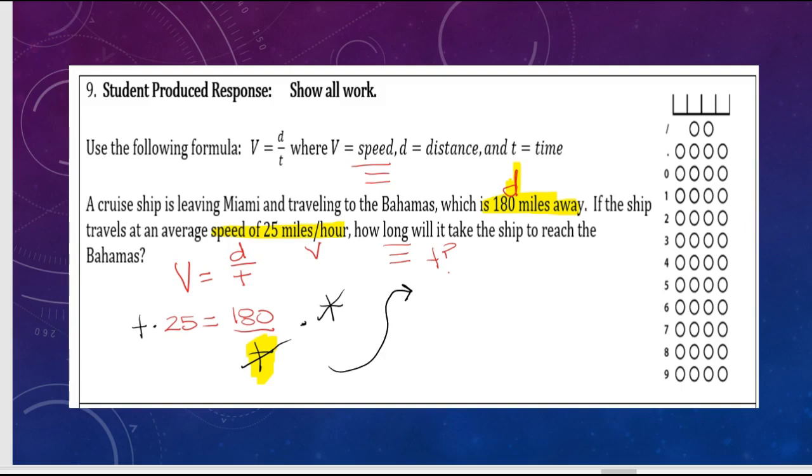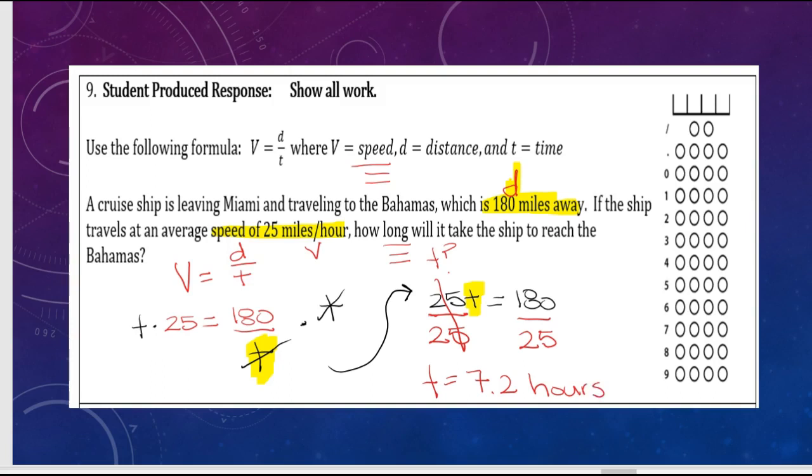My left is t times 25, which looks like 25t. My right, 180, is left on the right. Now to solve for t, I need to get rid of a multiplied 25. So I am going to divide by 25. Whatever I do to one side, I do to the other. I'm going to grab a calculator, and I find the time is going to be 7.2 hours.